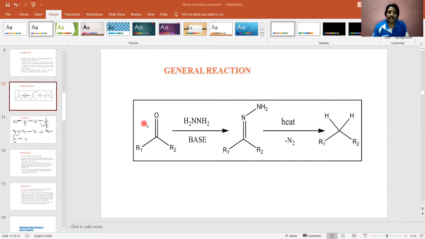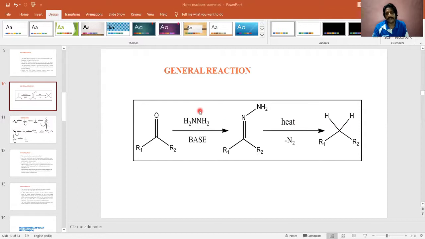The ketone reacts with hydrazine, and we know that when ketone reacts with hydrazine, it will form hydrazone, but the resulting hydrazone is later reduced into alkane in the presence of heat. So as I said earlier, normally we will be using a temperature of 200 degrees Celsius to perform this reaction.